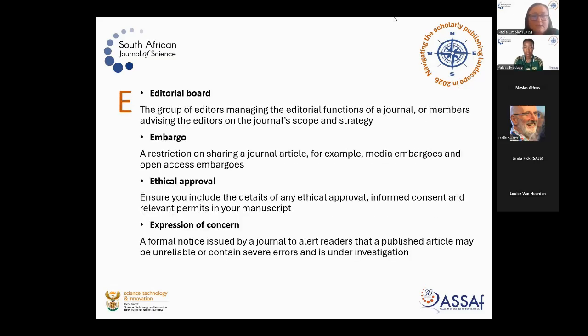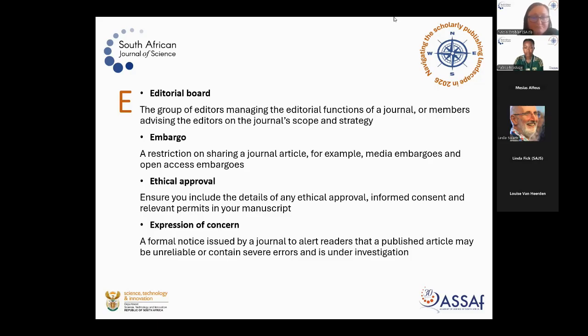An editorial board is the group of editors who manage the editorial functions of a journal, or members who advise the editors on the journal's scope and strategy. An embargo is a restriction on sharing a journal article. You can get media embargoes or open access embargoes.